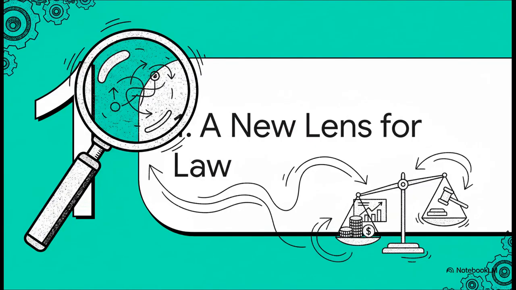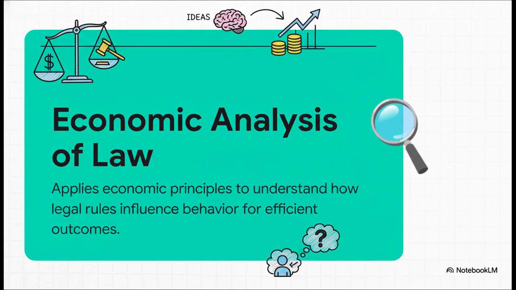So, to see the law this way, we're going to need a special tool. Think of it like a specific kind of lens that helps us find the hidden logic, the practical nuts and bolts behind rules that might otherwise just seem to be about right and wrong. And that lens, well, it has a name, the economic analysis of law. It's an approach that takes the core ideas of economics, costs, benefits, incentives, and applies them directly to the legal system. Now, this isn't about replacing traditional ideas like justice or morality, not at all. It's about adding another layer, giving us a really pragmatic tool to measure the real-world impact of our laws.